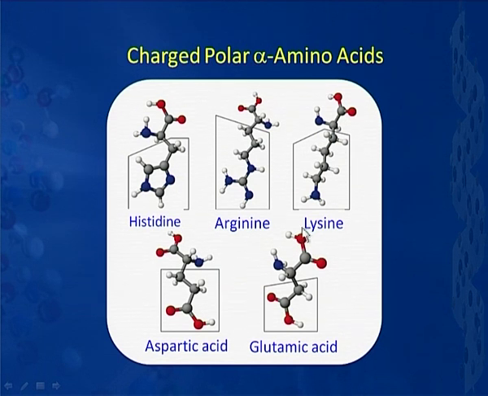The third group is charged polar. That means now the side chain has a charge, and of course, if it has a charge, it will be polar. The examples happen to be histidine, arginine, lysine, aspartic acid, glutamic acid, the 5 of them.